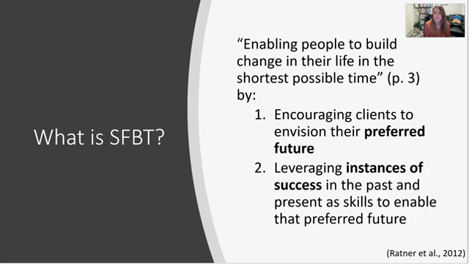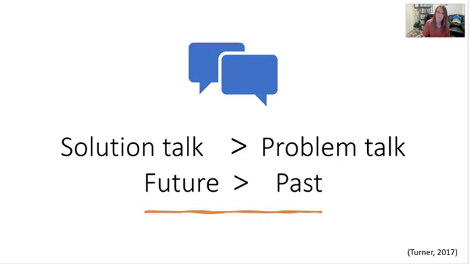The two main ways that this happens is to help our clients to envision what exactly their preferred future looks like, and also leveraging instances of success or exceptions to the problem, both in the past and the present, to build our skills in making that preferred future happen, essentially. It really centers around the idea that we want to move towards solution talk instead of problem talk, and that we're focusing more on the future than on the past.